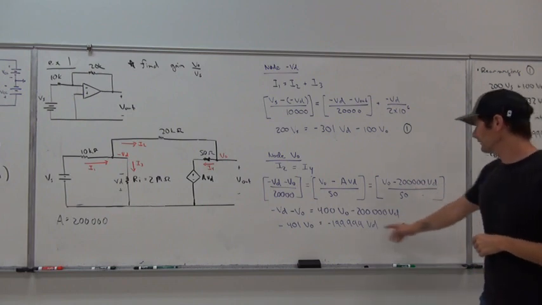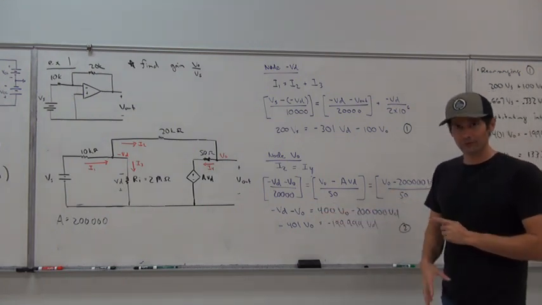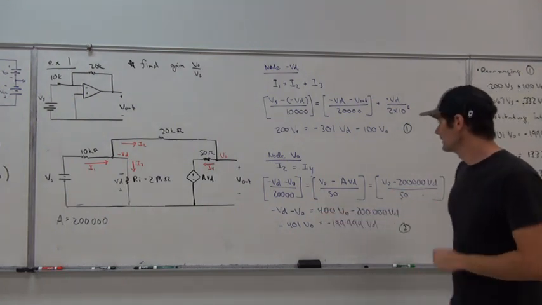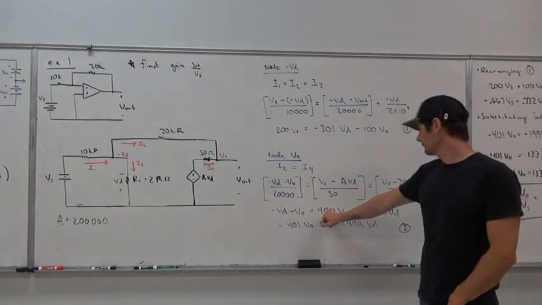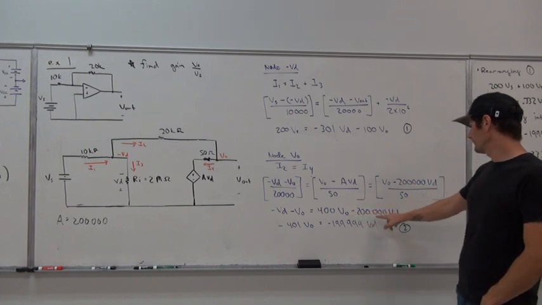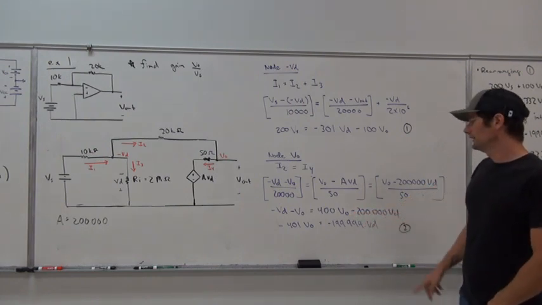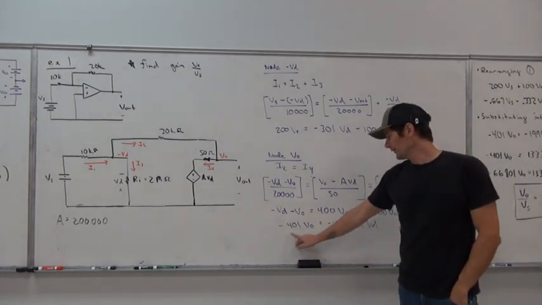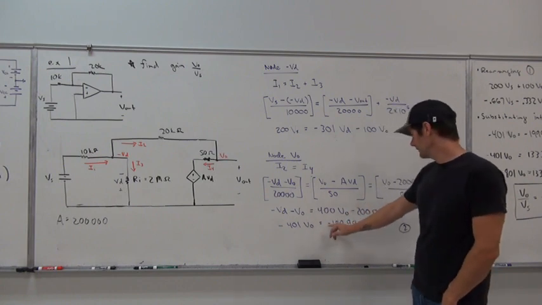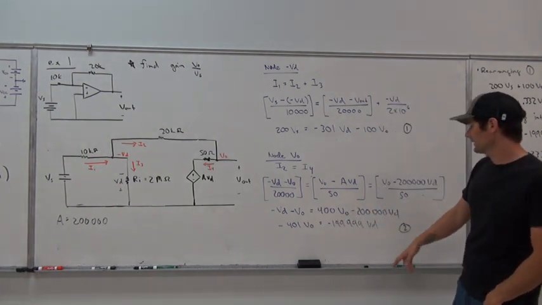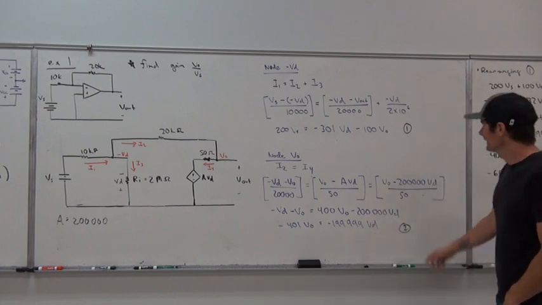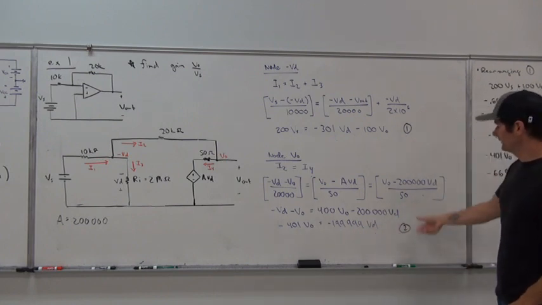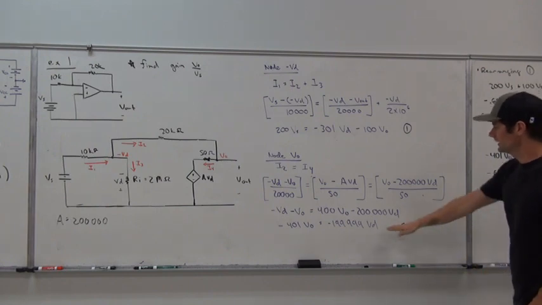I go ahead and rewrite this equation, multiply through just to make the equation more in terms of whole numbers. So we get negative VD minus V naught is equal to 400 times V naught minus 200,000 times VD. In this case, we get minus 401 times V naught, and that's equal to negative 199,999 VD.